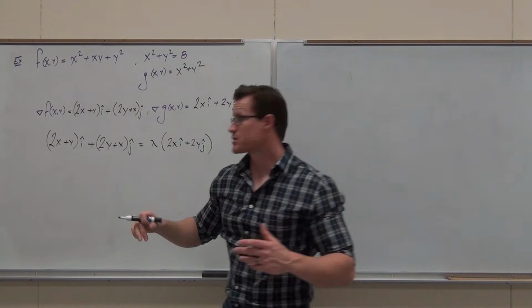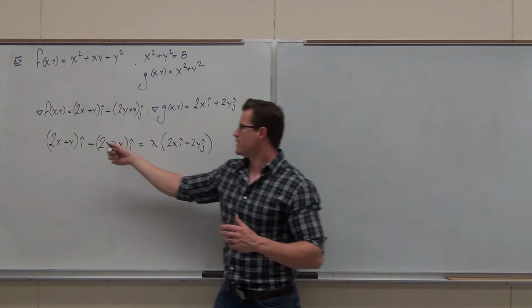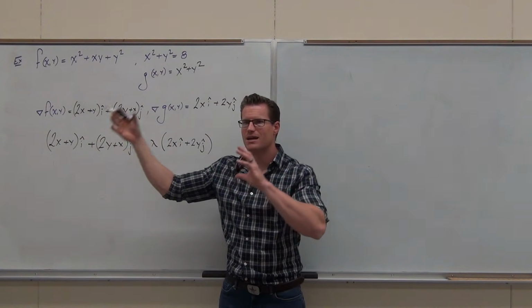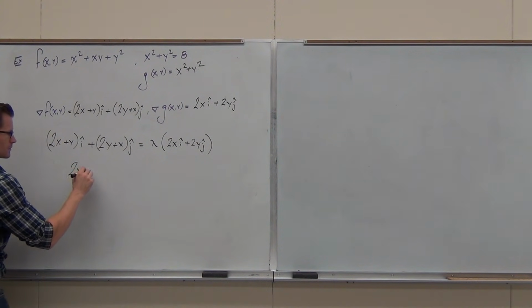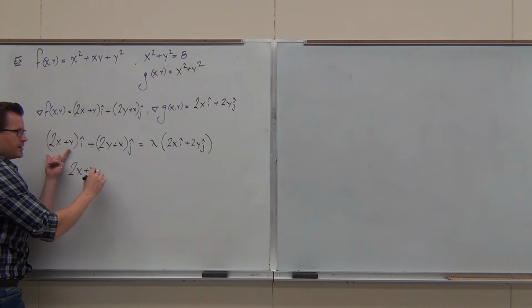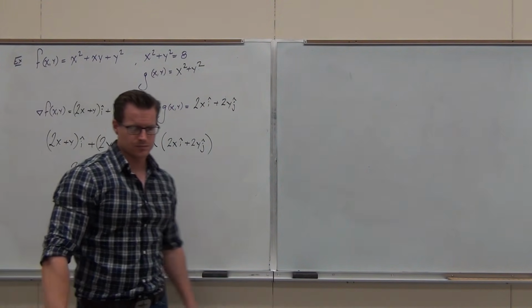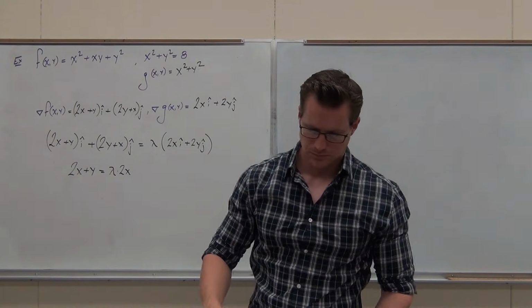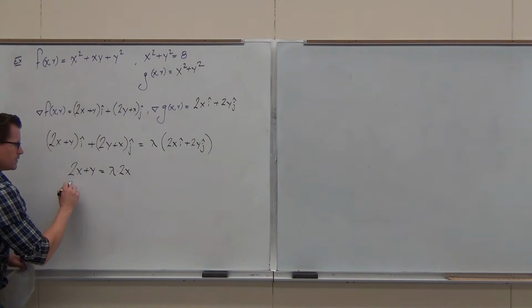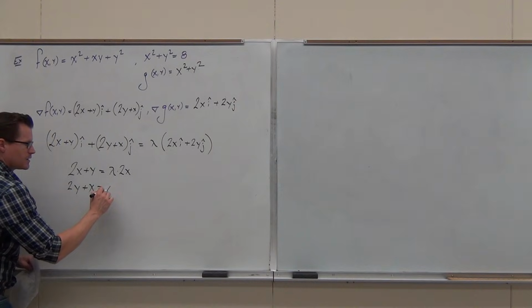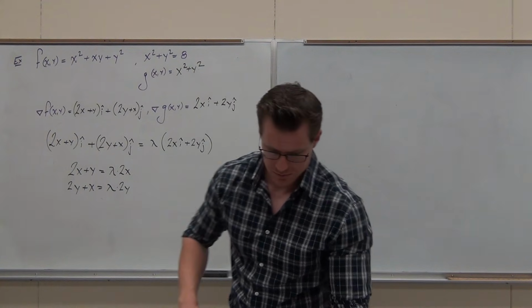Now, the idea is, if I have one vector equal to a scalar multiple of another vector, the components of those vectors, i and j, have to be equal. So I know that 2x plus y must equal lambda times 2x. Does that make sense to you? I also know that 2y plus x has to equal lambda times 2y. Those things have to be there.